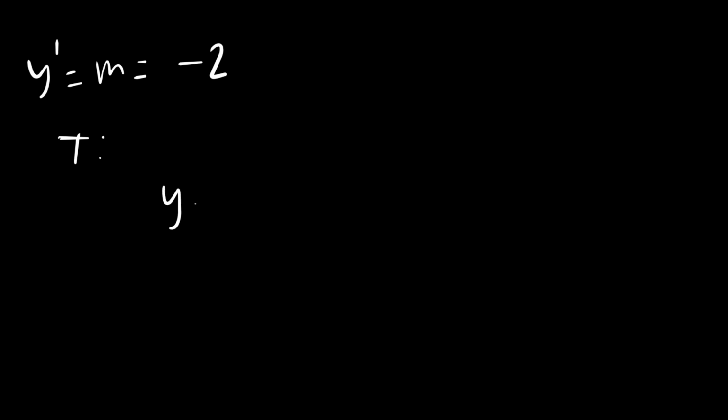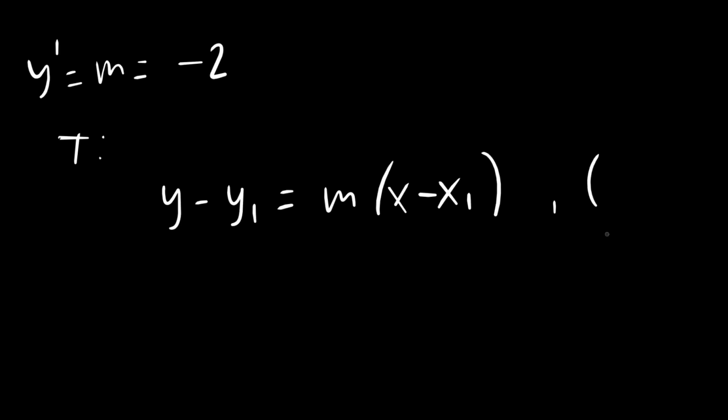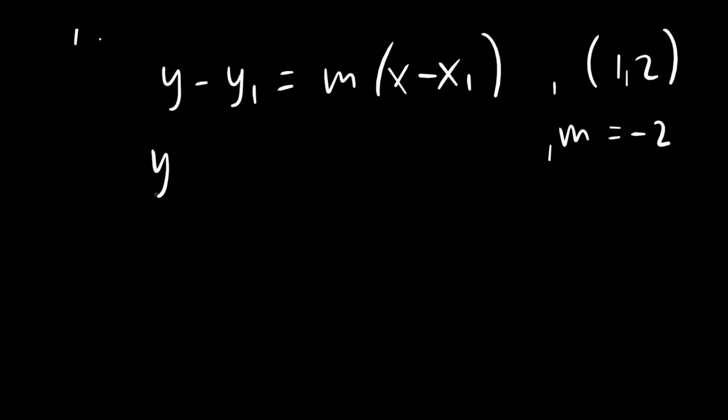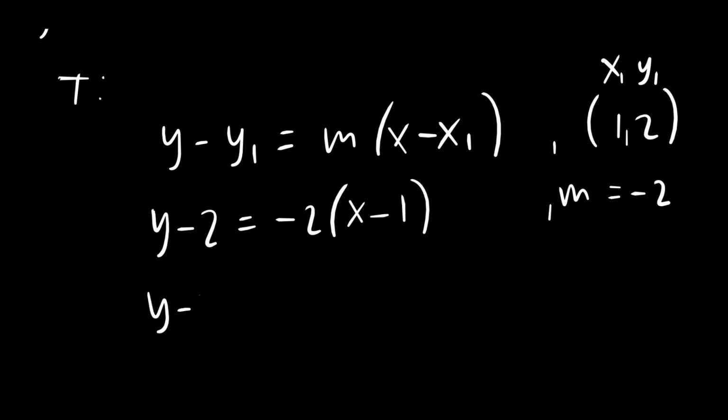We have y minus y sub 1 is equal to m multiplied by x minus x sub 1. At point (1, 2), m is equal to negative 2. So this is x sub 1, y sub 1. So y minus 2 is equal to negative 2 multiplied by x minus 1. Simplify: y minus 2 is equal to negative 2x plus 2.